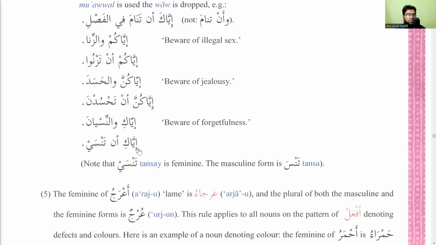Beware of forgetting. So iyaki, now you're speaking to a girl. So you have to go to the conjugation. Nasya yansa. Yansa anti is what? Anti tansaina. So we'll say anti. An came, so you'll drop the noon. So anti an tansai, right? So it's tansai.